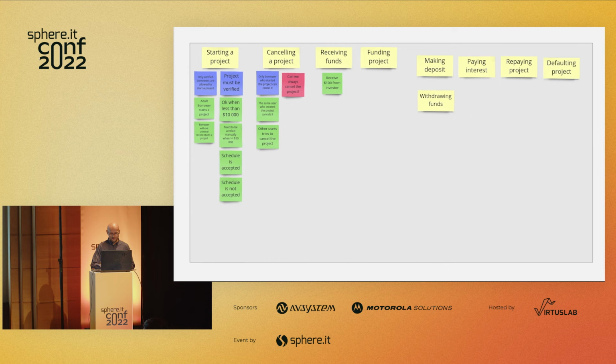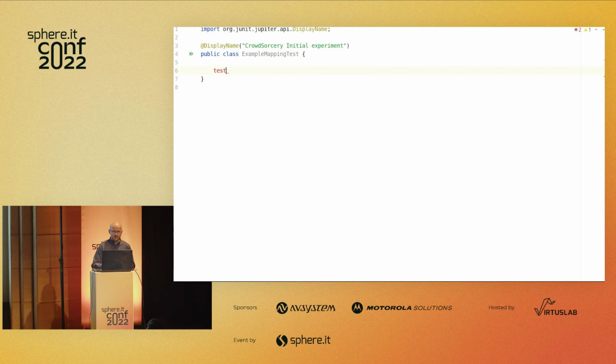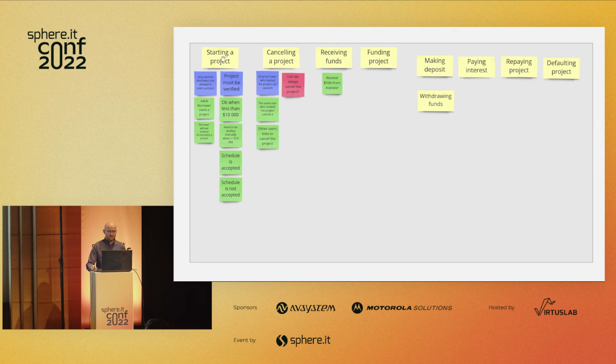I'll create a new test. Let's call it example mapping test. It's in Java. So here I'm doing something like crowdsourcery initial experiments, and then I am actually having some scenarios for it. So we can even wrap it, maybe call it a bit differently, crowdsourcery starting a project. And I don't want to create a nested class, so that it's easier for demo reasons.